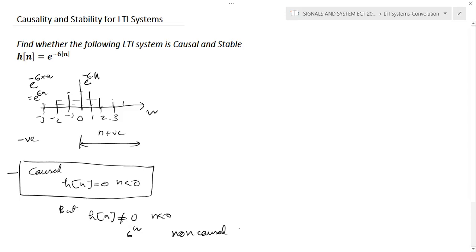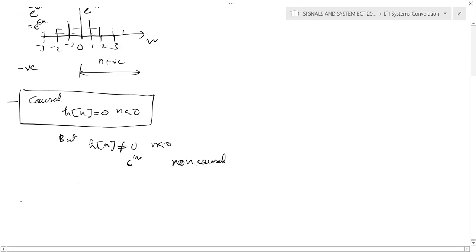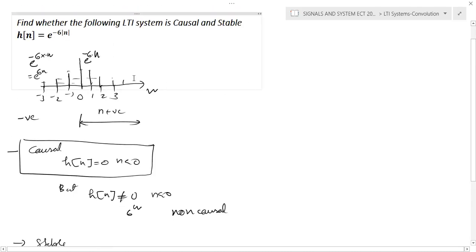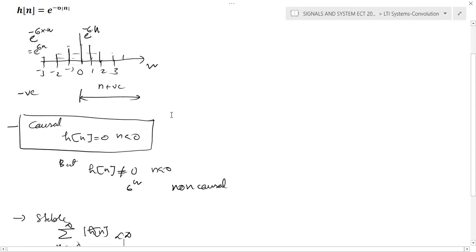Now we need to verify the stability. If the system is stable, it should be absolutely summable. Absolutely summable means modulus of h of n, if you find the sum from minus infinity to infinity, it should be less than infinity. We know that this signal is a converging signal in both directions. Definitely you will get an answer which is less than infinity, but we can try this because it's very important how to write the equation for this particular case.